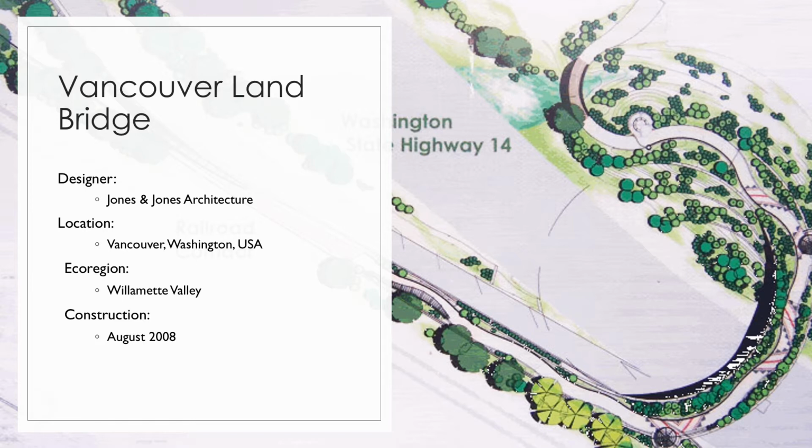The first example I'll be going over is the Vancouver Land Bridge. It was designed by Jones & Jones Architecture. It is located in Vancouver, Washington, United States. It's in the Willamette Valley ecoregion, and it was constructed in August of 2008.